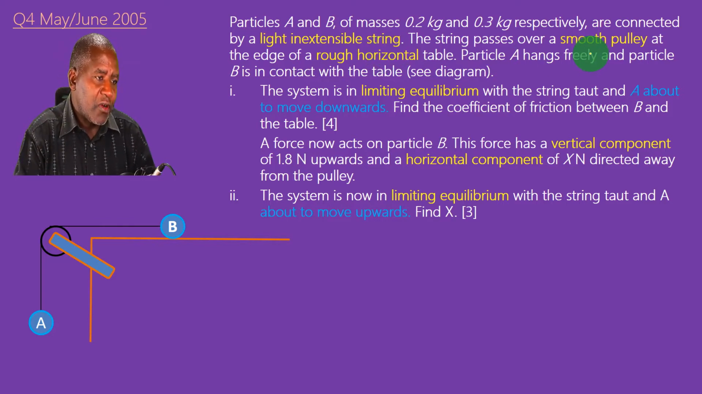The string passes over a smooth pulley. Smooth pulley, no friction. At the edge of a rough horizontal table. Rough horizontal table, there is friction.